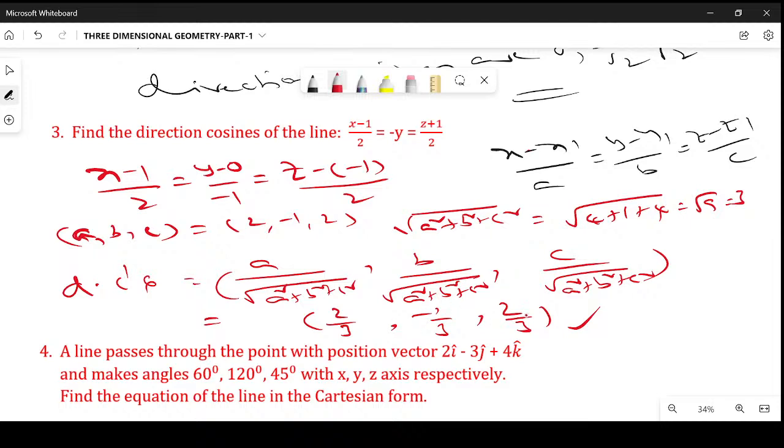Even if we multiply by the negative, we get one more set with the opposite signs, but it is the same thing. These are the direction cosines: 2 by 3, minus 1 by 3, 2 by 3. Simple, only direction cosines. If they ask which point it passes through, it is 1, 0, minus 1. I hope you understood. Is it clear? Any doubt?